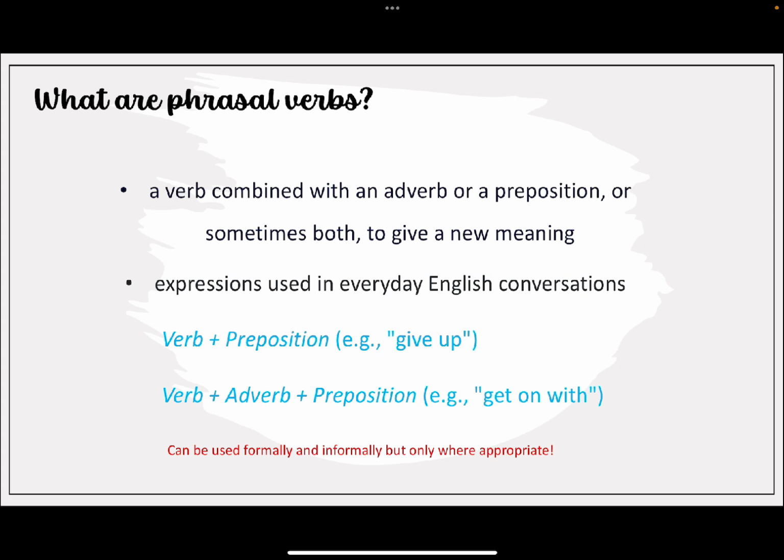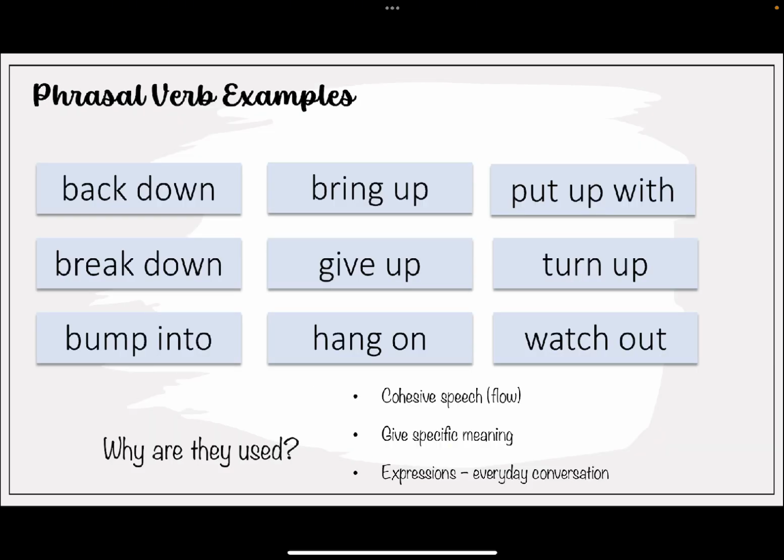Now, phrasal verbs can be used formally and informally, but if you are trying to be formal in your speech or in your writing, you must be careful with which phrasal verbs you use. Here are some examples of phrasal verbs. We'll do a my turn, your turn, so I will pause after I say each phrasal verb. Back down. Bring up. Put up with. Break down. Give up. Turn up, bump into, hang on, watch out.